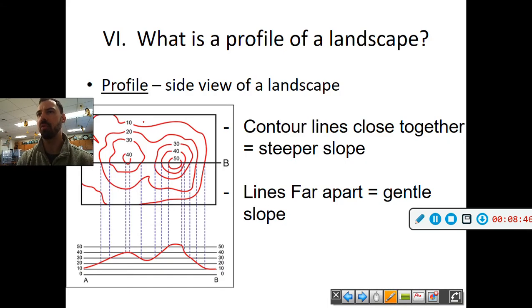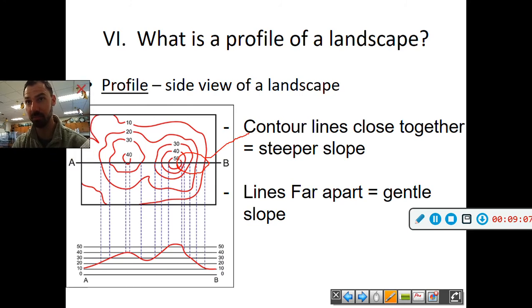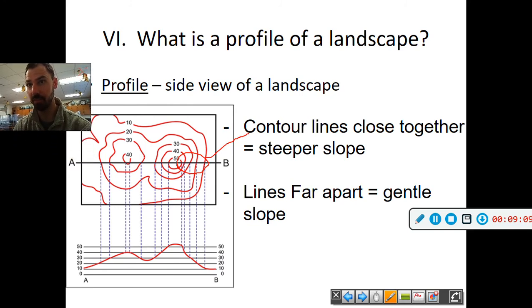Profiles I mentioned briefly earlier in the PowerPoint. A profile is a side view of the landscape. Where the contour lines are closer together, there's a steeper slope. If you look over here on this side, you can see in the profile it is also very steep because the lines are closer together. On the opposite side, they're further apart, so this is more of a gentle incline, and you can see that clearly in the profile, more of a gentle slope.